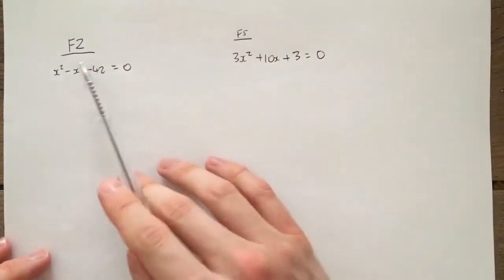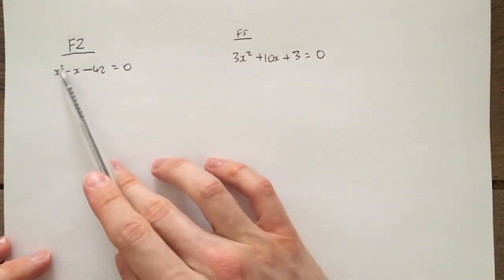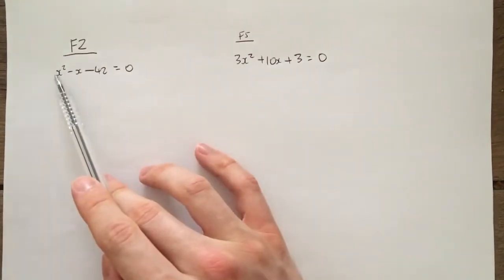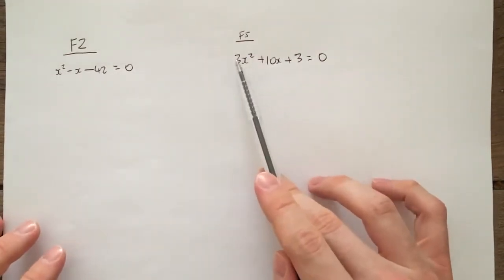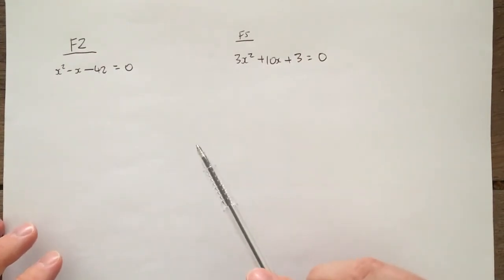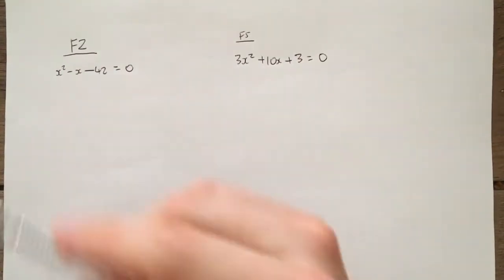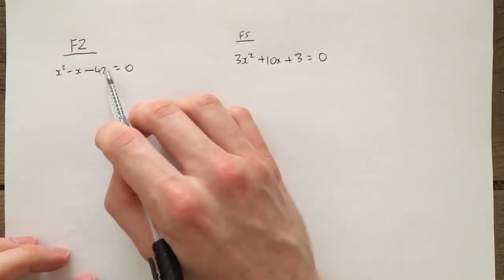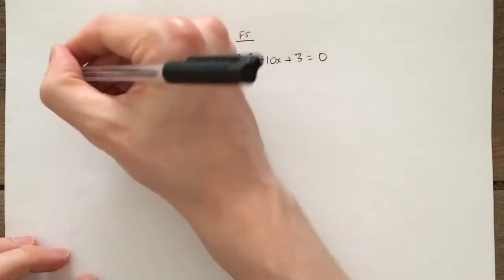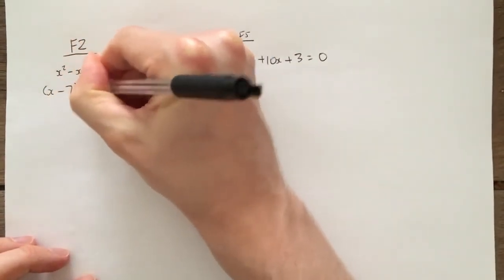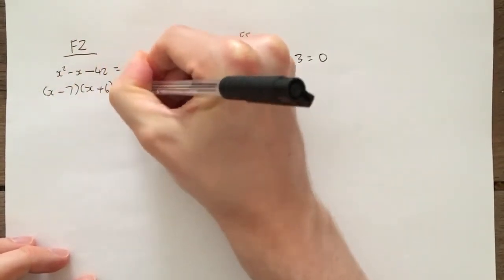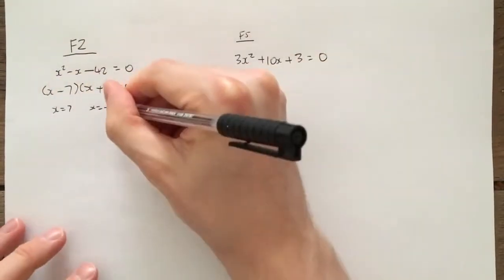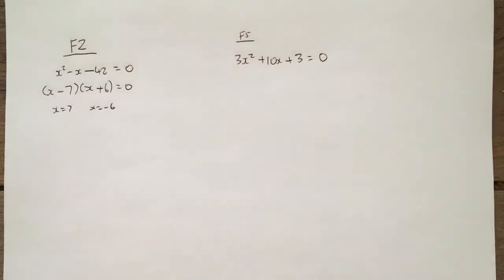Now, the big difference here is that x squared has not got a coefficient in front of it, whereas this one, well, it does, 1 technically, and this one does. It's got a number 3 in front of it. So by my method of doing this, I say, two numbers that multiply to get negative 42 and add to get negative 1: negative 7 and positive 6 equals 0. I solve it, x equals 7, x equals negative 6, done. That was nice and easy for us.